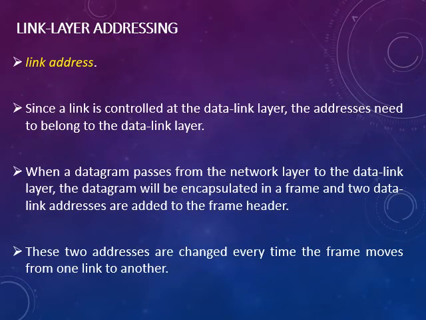The other service that is provided by the data link layer is link layer addressing. A link layer address is sometimes called a link address. Since a link is controlled at the data link layer, the addresses need to belong to the data link layer. When a datagram passes from the network layer to the data link layer, the datagram will be encapsulated in a frame and two data link addresses are added to the frame header. These two addresses are changed every time the frame moves from one link to another.